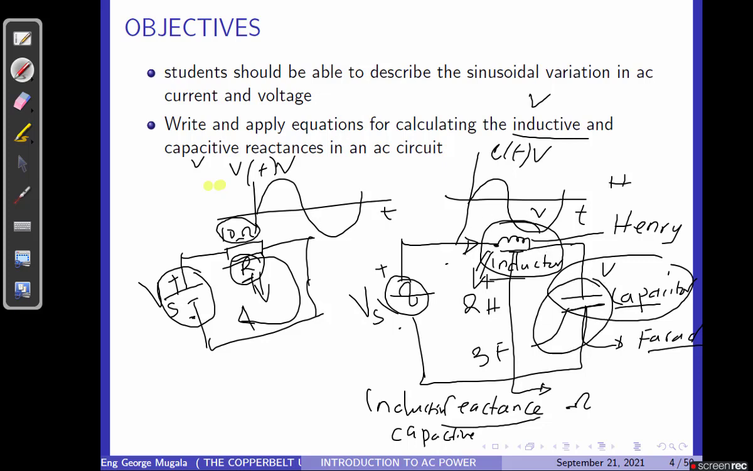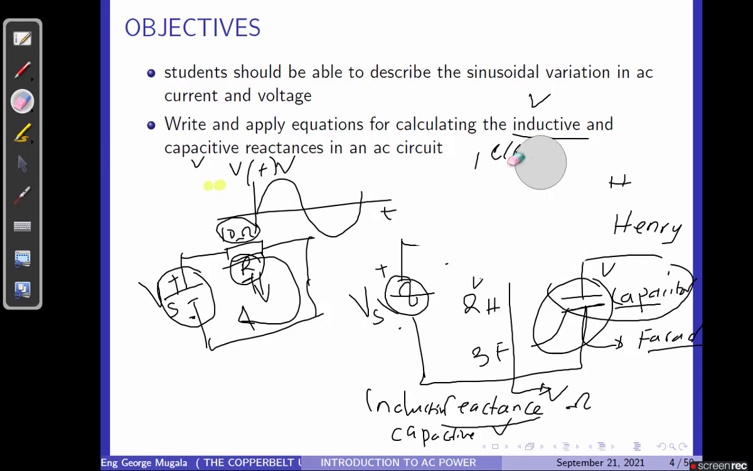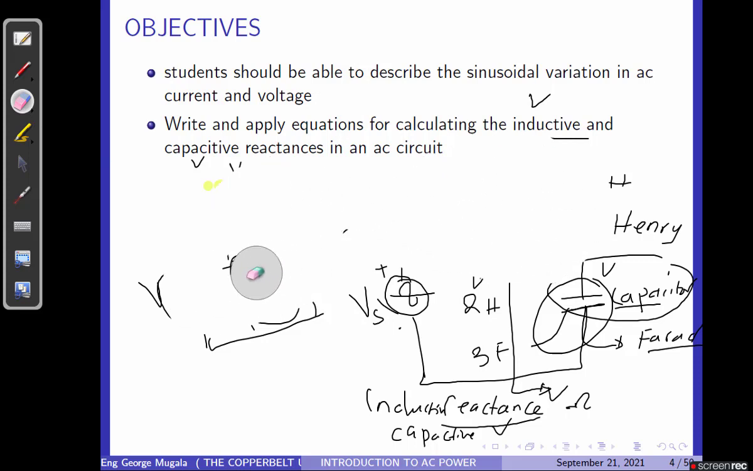The capacitor itself is measured in farad. The inductor itself is measured in Henry. But whenever we are doing calculations, we need to find their equivalent resistances. And their equivalent resistances are called reactances, both inductive and capacitive. Now, there's a way we calculate. I'm not going to show you right now because I'm introducing it. Just keep it at the back of your mind that going forward, we shall look at how we calculate these.